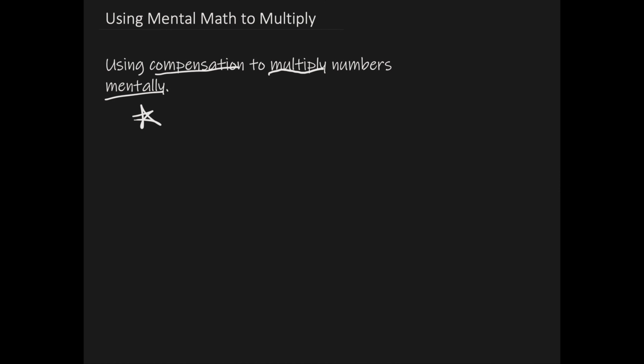First off, we're going to start off, you guessed it, with compensation. What is compensation? Now I'm going to give you a problem: 2 times 17. I'm going to make that 2 a little more crisp. 2 times 17, that looks better. Now, how do we do this mentally? Well, that would be with compensation. Now how do we do that?